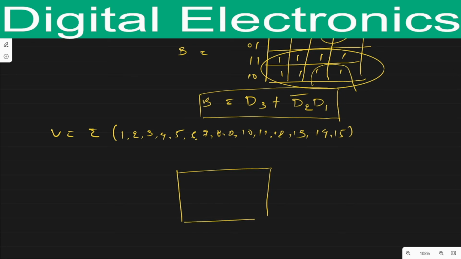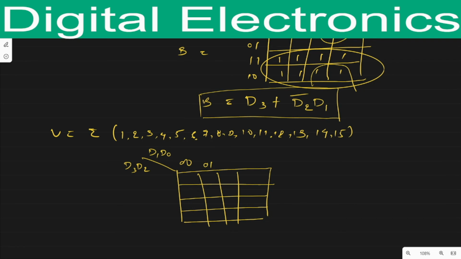When I use a K-map to minimize this equation, what will we get? This one is D3, D2, this one is D1, and this one is D0. 0 0, 0 1, 1 0 and 1 1. Except the zeroth cell, every cell is filled with 1.